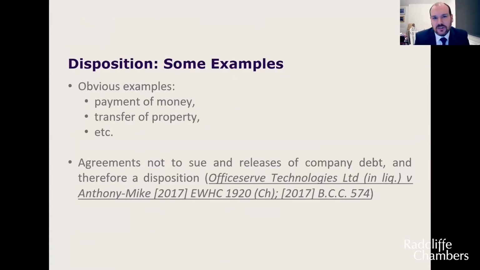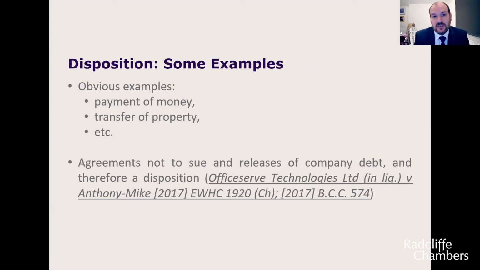Well, what about some examples? Obviously, the payment of money would be a disposition or the transfer of property. But as we said, obligations and things in action can also form part of property and can be caught by disposition rules. So in the case of Office Serve Technologies and Anthony Mike in 2017, what happened in that case is a company agreed with one of its directors. The director had taken a lot of money out of the company, potentially unlawfully, and the company had potential causes of action against him for a bunch of money. The company agreed to waive their rights to pursue those causes of action in return for that director returning his shares in the company. And that happened in the relevant period. And in those situations where the company gave up its right to pursue a cause of action, that was considered to be property. It was considered to be a disposition.